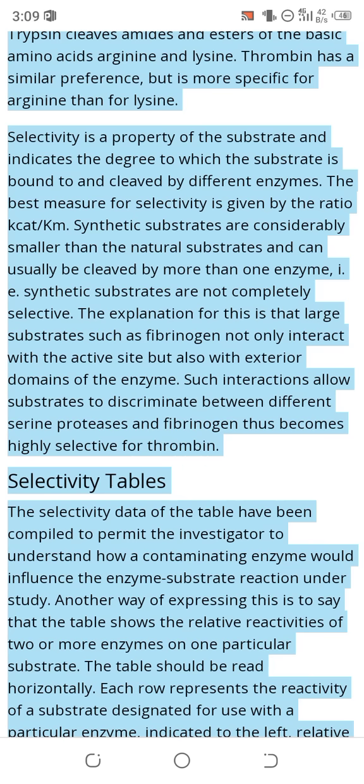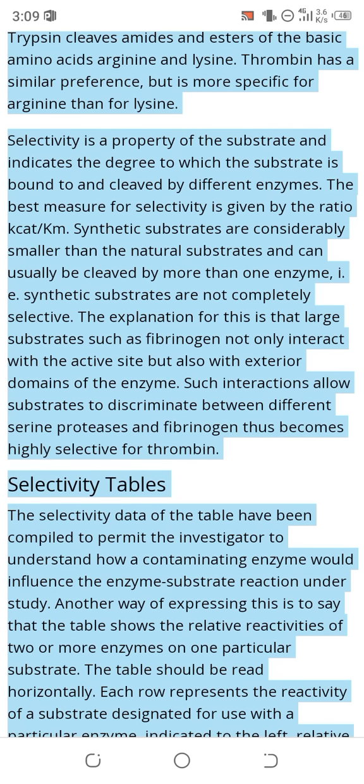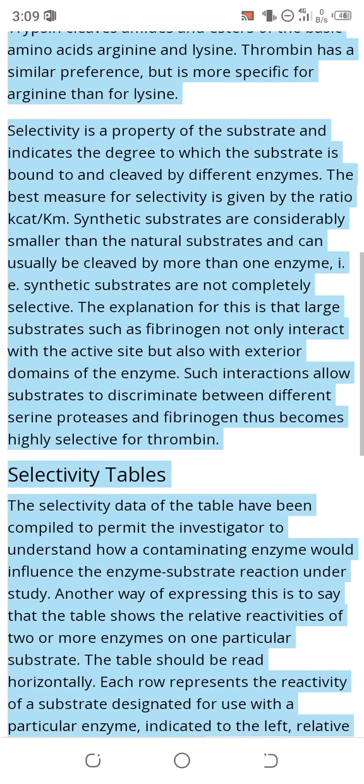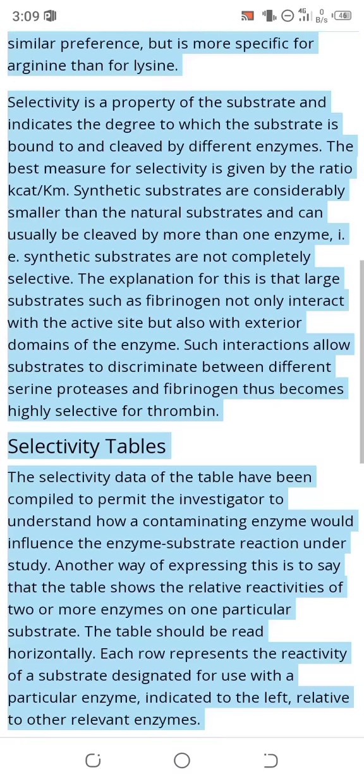The explanation for this is that large substrates such as fibrinogen not only interact with the active site but also with exterior domains of the enzyme. Such interaction allows substrates to discriminate between different serine proteases, and fibrinogen thus becomes highly selective for thrombin.